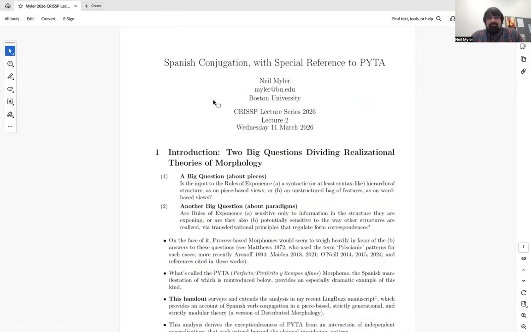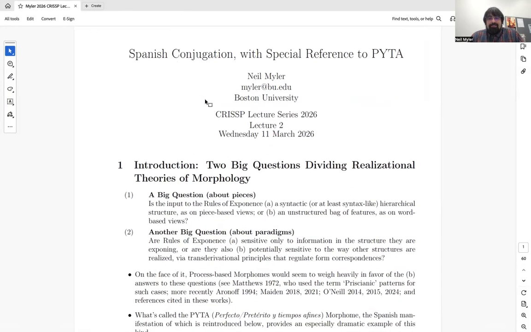All right, so let's get straight into it. This lecture is going to cover the first few sections, so that's going to reintroduce PYTA itself, sketch what the whole proposed solution is going to be, and then give you the details of the morphosyntactic part of that.